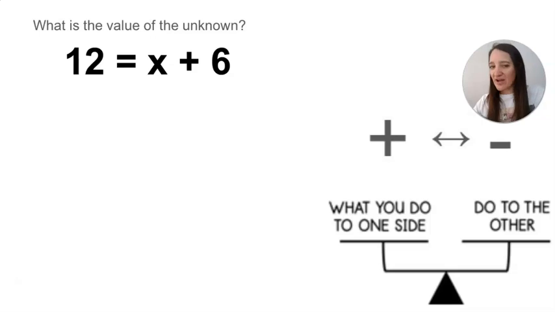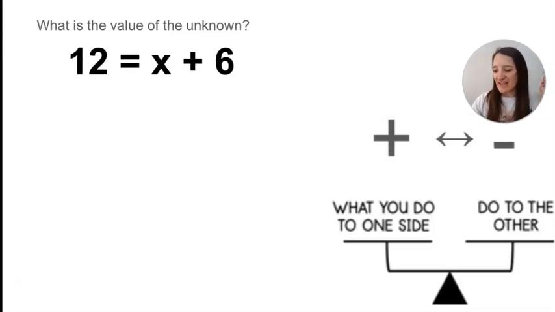If I have 12 equals x plus 6, the first thing I'm looking for is where's that x? I want to get that x by itself. I found it. It's not by itself because there is a plus 6 here. I need to get rid of that plus 6. Well, because it's a plus, that means the opposite of that is a minus. So I'm going to minus 6.